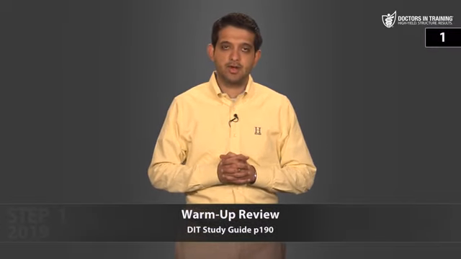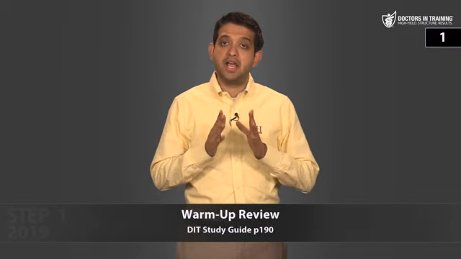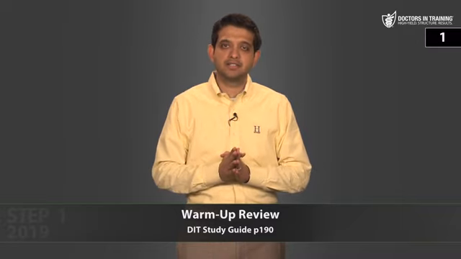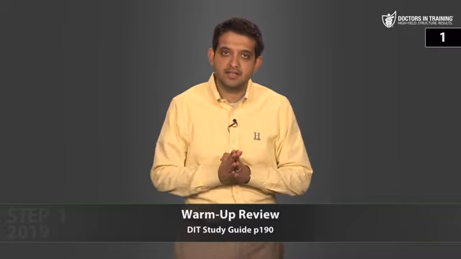Let's get started with this warm-up review. First question. A gardener has shortness of breath, salivation, miosis, and diarrhea. What is the most likely diagnosis and what is the underlying mechanism?